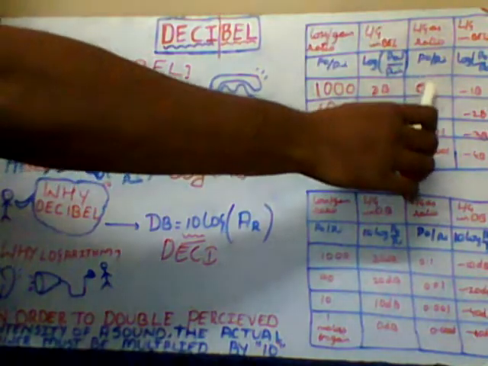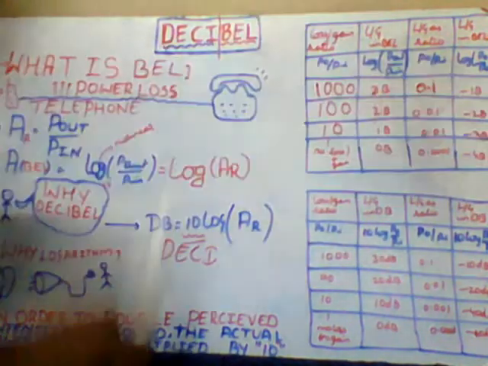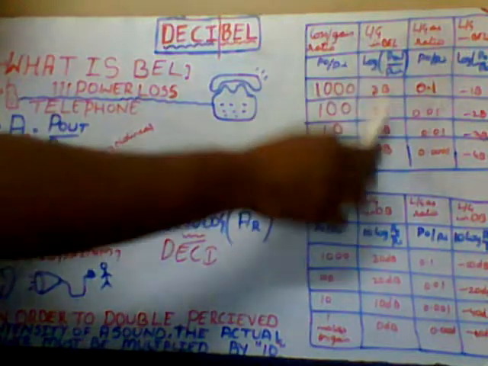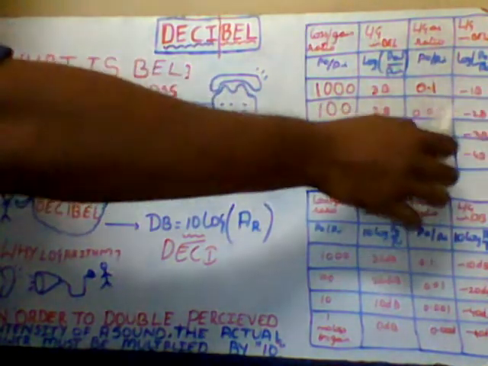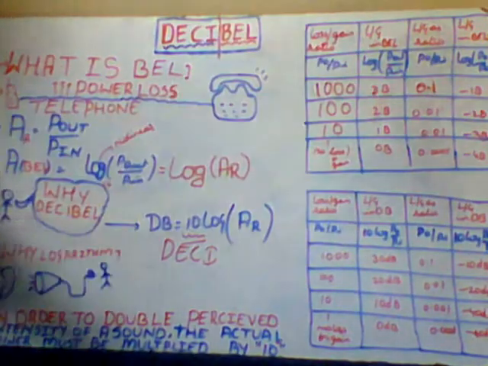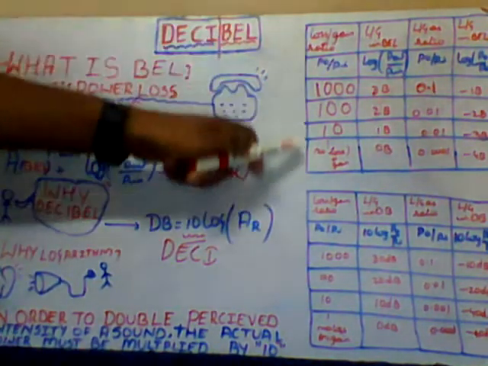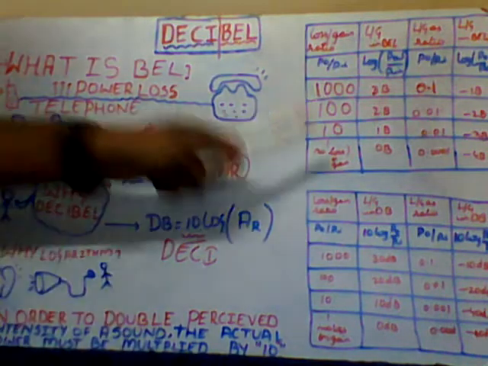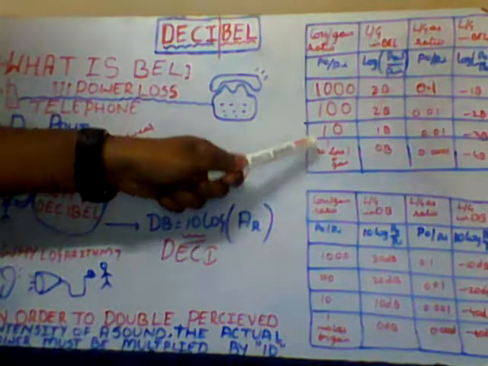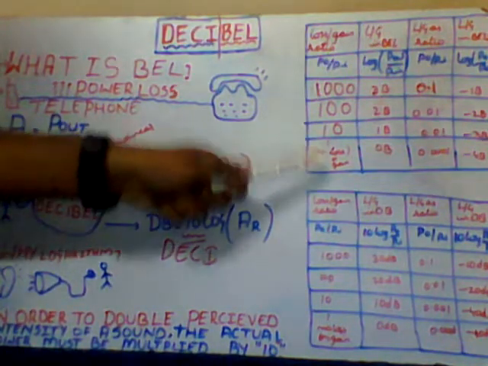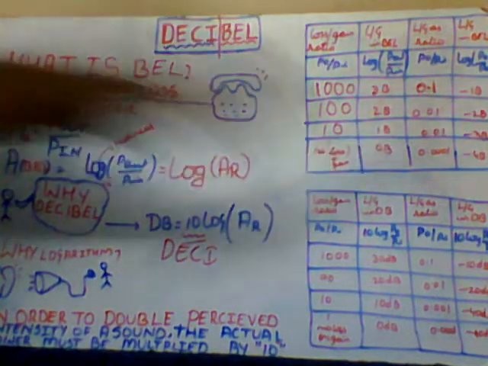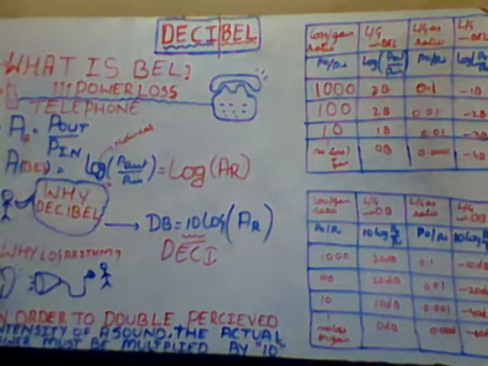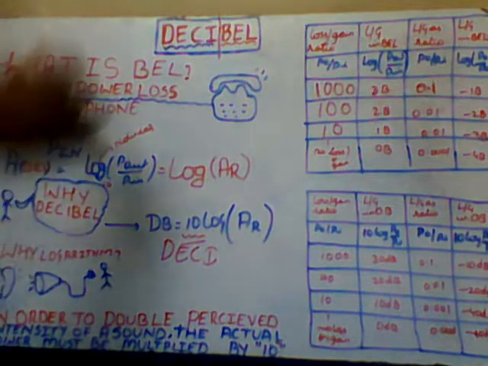And if you consider 0.1, it is minus 1 B. If you consider 100, it is 2 B, and it is minus 2 B if you consider 0.01, and the values extend up to 1. In this case, it is defined as the no loss or gain condition, where the value is 0 B, that is 0 bells. But why decibel?